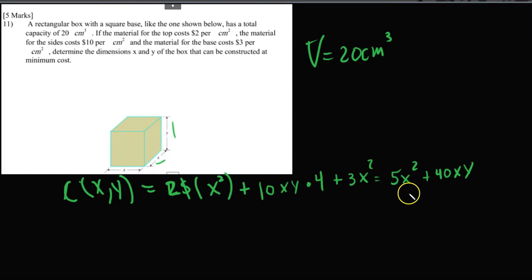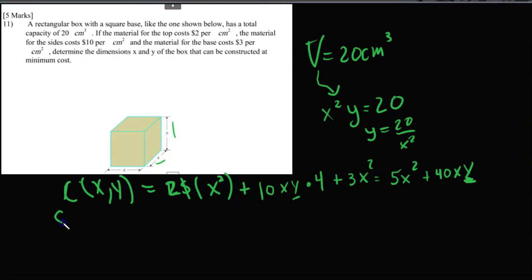This is not the complete formula for the cost. You still have to add in this volume factor here. And we know that volume is found by, for this specific figure, the area of the base times the height, right? So x squared times y is equal to 20. So now if we isolate for y, we can actually have a value for y to plug in over here. So you know that y is equal to 20 by x squared.